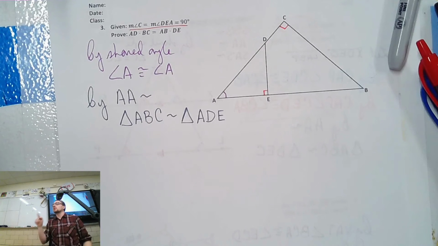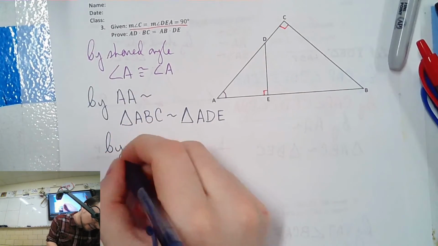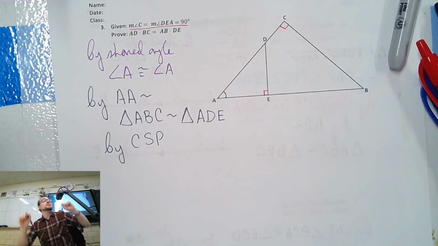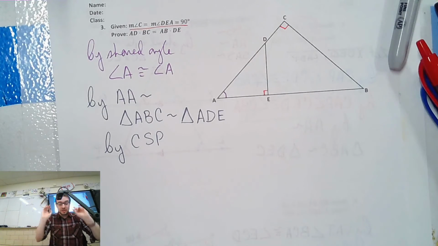You know how we have CCP, corresponding congruent parts? Yes. We have corresponding similar parts, CSP. So I'm going to say by CSP, I know that the parts are similar. That doesn't mean they're congruent, right? We can't say they're congruent. It means they're similar. So here's the idea.